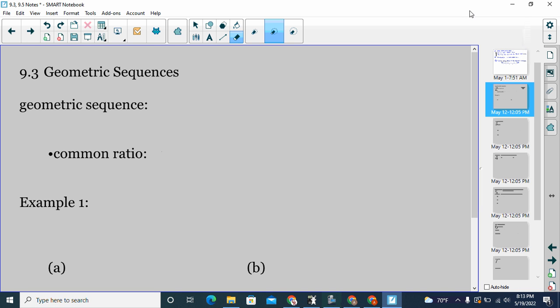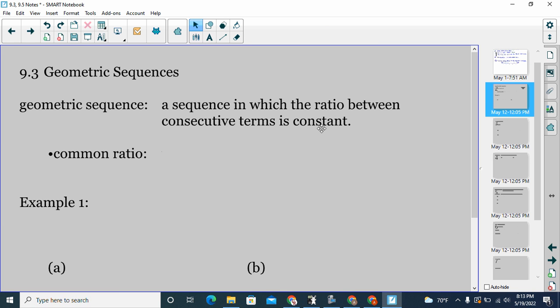These are the notes from section 9.3 and 9.5. It's on geometric sequences and series. A geometric sequence is a list of numbers, a sequence in which the ratio between consecutive terms is constant.